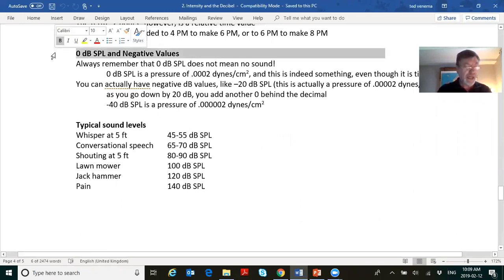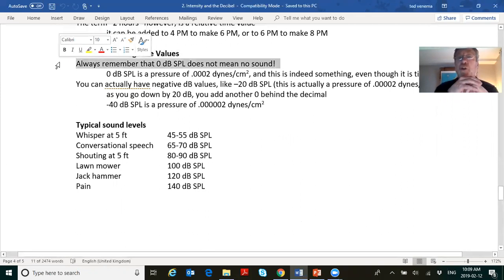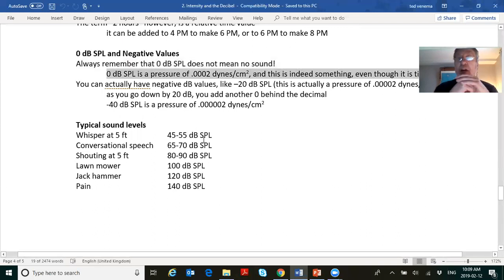0 dB SPL and negative values. Always remember that 0 dB SPL does not mean no sound. True/false question: 0 dB SPL means the absence of sound. True or false? You'll have to say false. It isn't. 0 dB SPL is actually a pressure of that much against your eardrum, and this is indeed something, even though it's tiny.